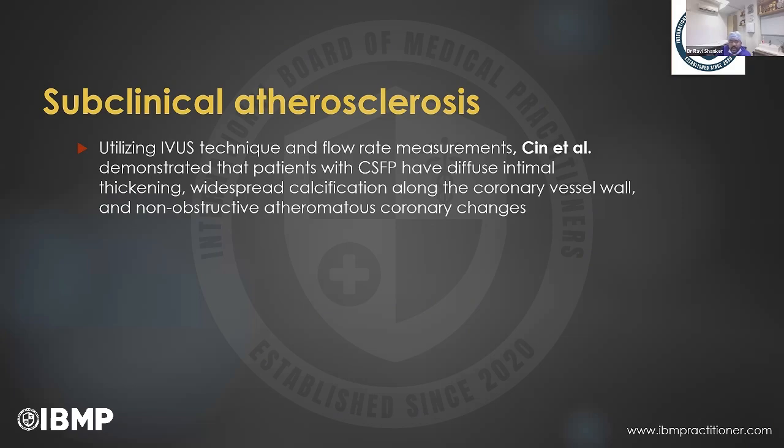And in a similar way, utilizing this IVUS technique and the flow rate measurements, Sim et al. have demonstrated that the patients with coronary slow flow phenomenon have diffuse intimal thickening, and there was widespread calcification along the coronary vessel wall, and non-obstructive atheromatous coronary changes were there.